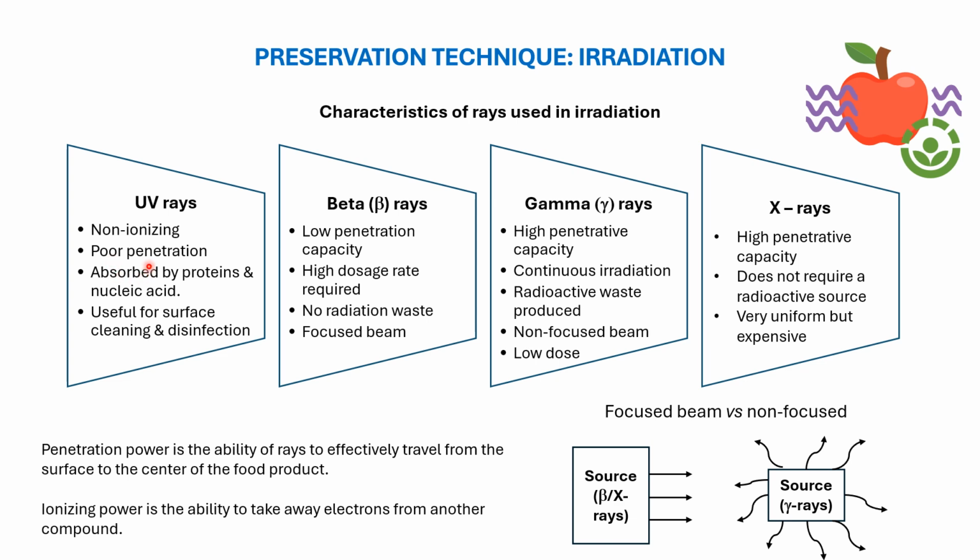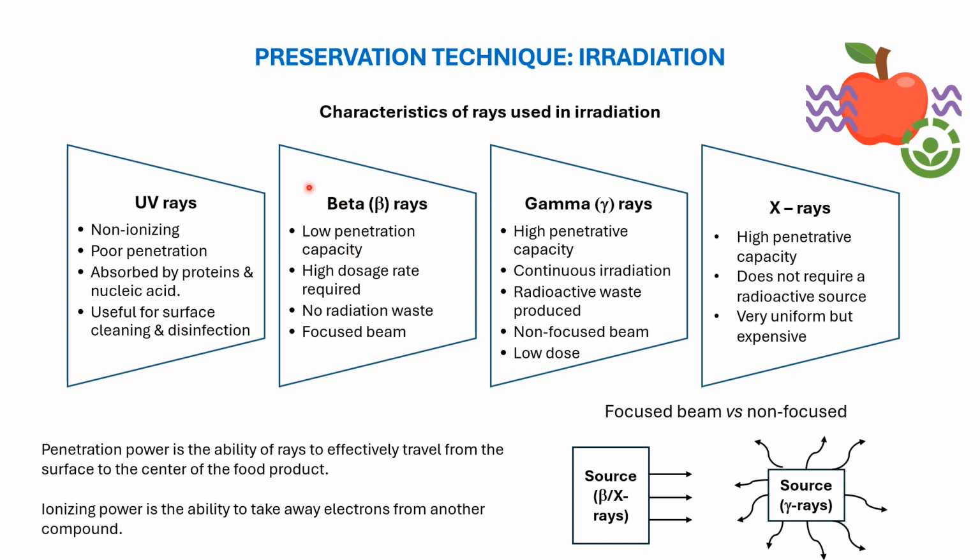Now, due to their limited penetration power, that is the ability of UV rays to effectively travel from the surface to the center of the food product, they are restricted to surface applications. Surface application of UV reduces the microbial load very well. But when you go to the center of the product, UV rays cannot reduce the microbial load. An example of use of UV rays at industrial level is for surface cleaning and disinfection.